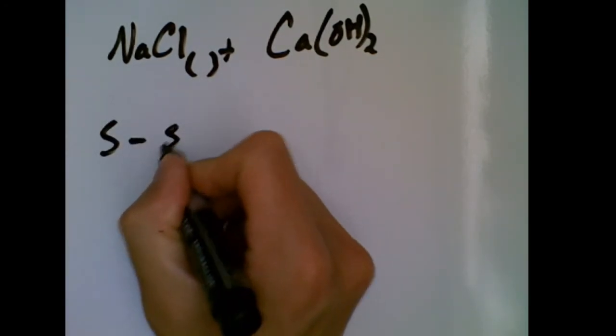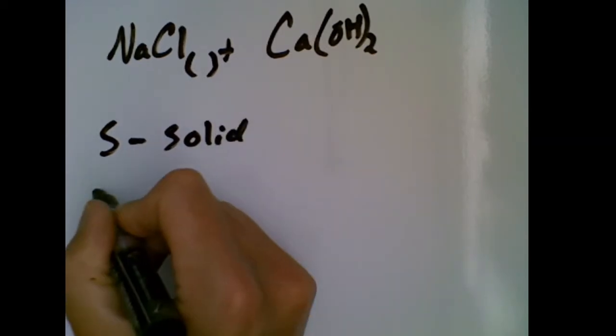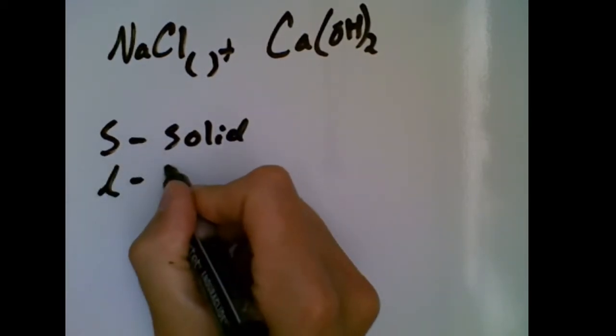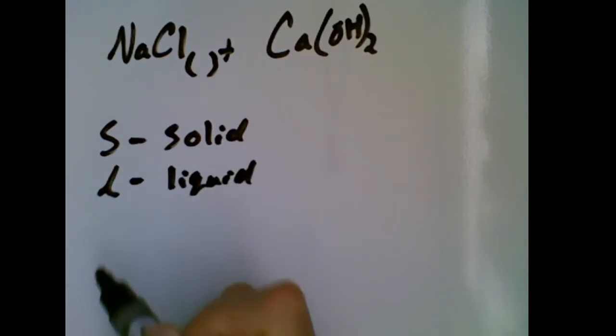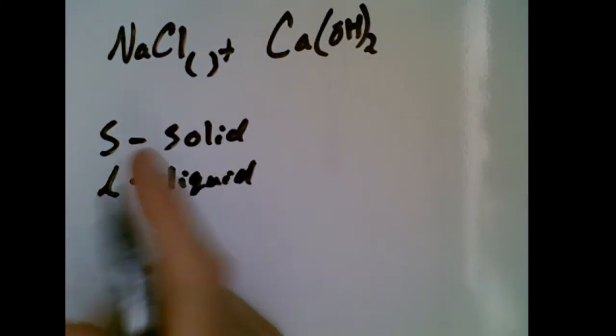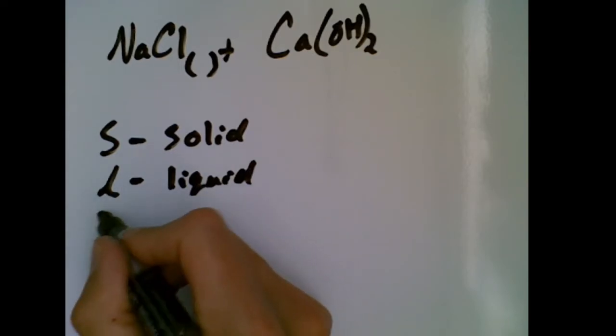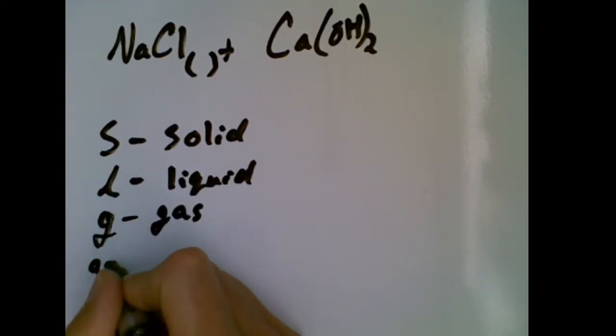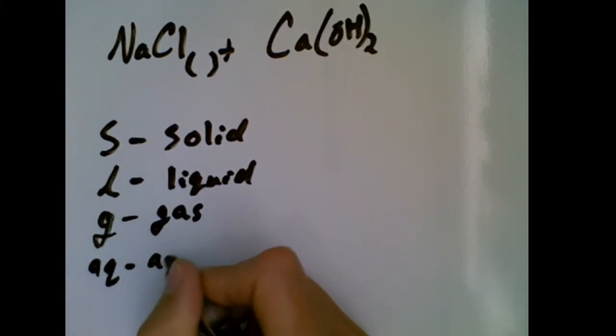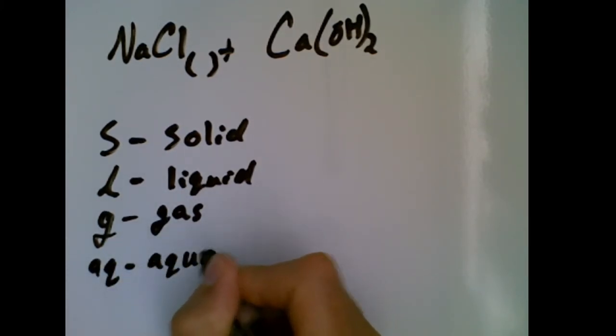S stands for solid. L stands for liquid, and I like to use a cursive L, but you really can use whatever kind you want. It tends not to be a capital, but I mean, it's your chemical reaction. G stands for gas, and AQ stands for aqueous.